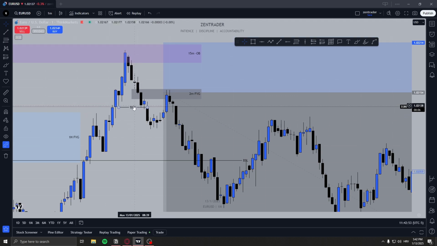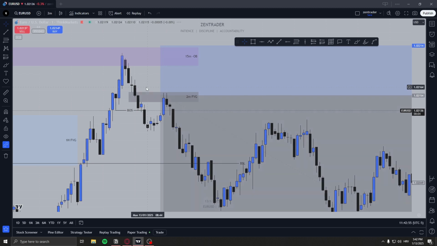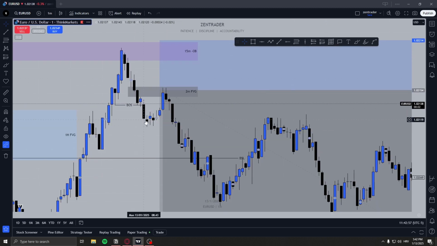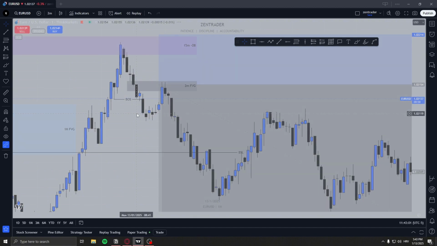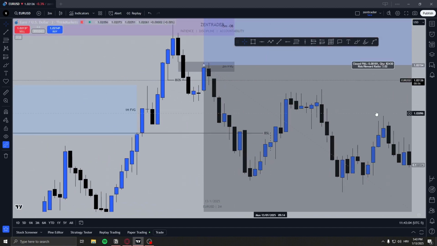So I counted that as the break of structure, and then I went to the 2-minute time frame because it was cleaner and it had a cleaner fair value gap, not like this. And I got this entry right here.